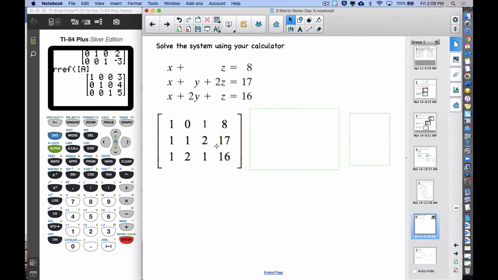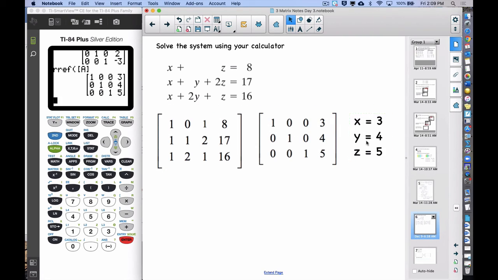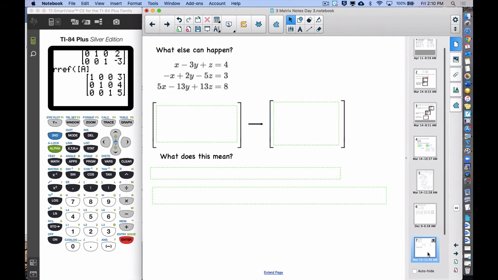So here's my augmented matrix. Here's what it changed into, which means that x is 3, y is 4, and z is 5. So as far as the process, that's it. The question is, what else maybe could happen here? And there are some other things that could happen. You don't necessarily need to type along this time. You can just watch this and maybe take a note of what takes place.